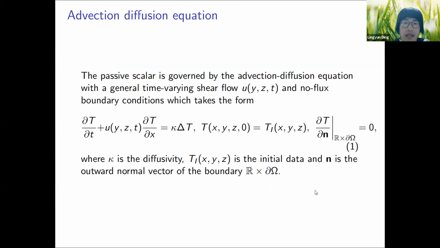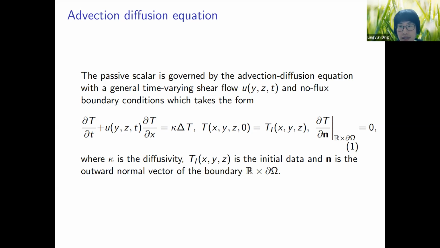So in this study, we mainly focus on this type of partial differential equation, that is, the advection diffusion equation. But here we only consider time varying shear flow. There are several applications of this partial differential equation. First, we can consider it as a model of solute transport. In this case, T will be the concentration of the tracer.